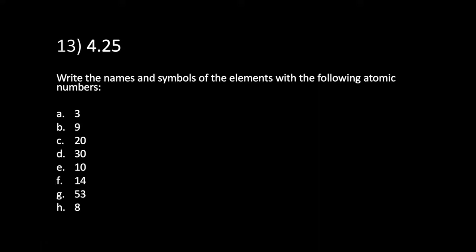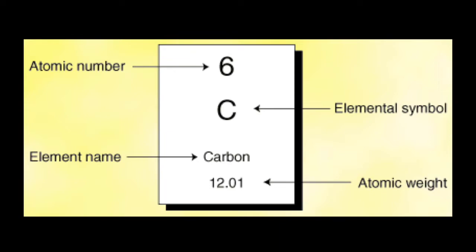Chapter 4, question 13 asks you to write the names and the symbols of the elements with the following atomic numbers. Now, the atomic number is the number at the top of each box on the periodic table. Every periodic table should have at least three things: a symbol in the middle, a number on top, and a number on the bottom. If it's a nice periodic table, sometimes it'll have a fourth thing, which is the name underneath the symbol. But the number on the top is called the atomic number, and it represents the number of protons in the nucleus of the atom.